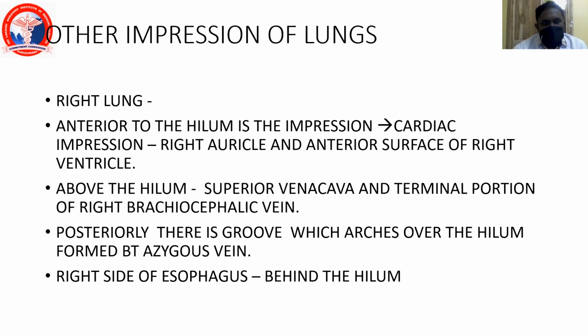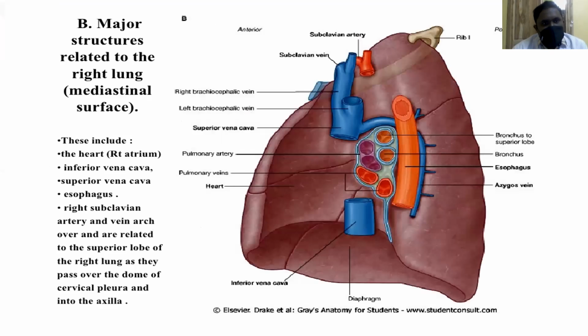Right lung: anterior to the hilum is the impression called cardiac impression, formed by the right auricle and anterior surface of the right ventricle. Above the hilum, the superior vena cava and terminal portion of the right brachiocephalic vein. Posteriorly, there is a groove which arches over the hilum, formed by the azygos vein, and the esophagus lies on the right side behind the hilum. These are the major structures related to the right lung mediastinal surface.